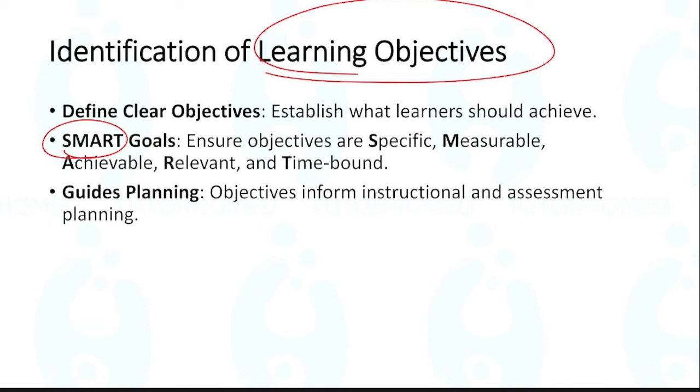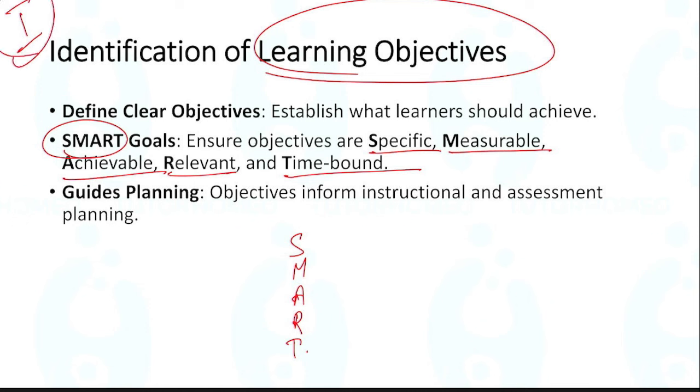This is the SMART goal. SMART means S for specific, M for measurable, A for achievable, R for relevant and T for time bound. SMART criteria or SMART goals actually help in planning the activities or strategies or assessments in the teaching process. So remember, the first and foremost step of pedagogical analysis is to define what the learners are expected to achieve by the end, to understand the learning objective and clearly put it down, because on the basis of this only we will create the strategies.